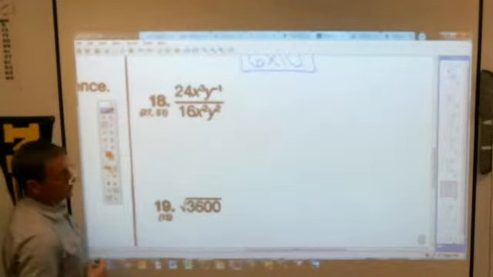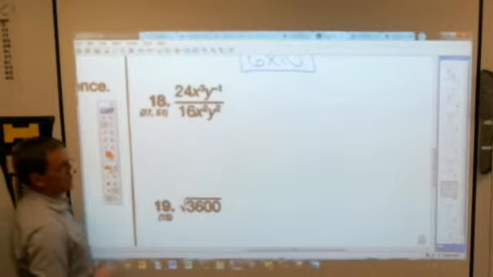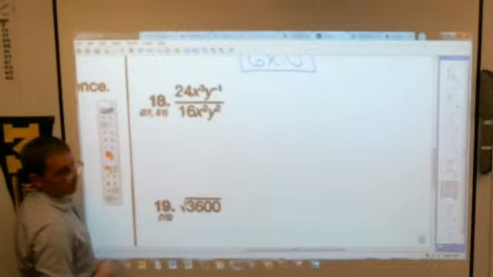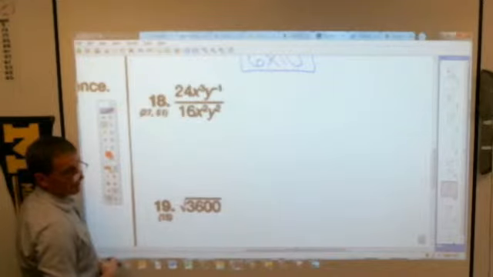I'm going to start off with the numbers first, and then we'll talk about the letters. If you're reducing 24 over 16, what number goes into that, Bri? What number can you reduce those by? The numbers?